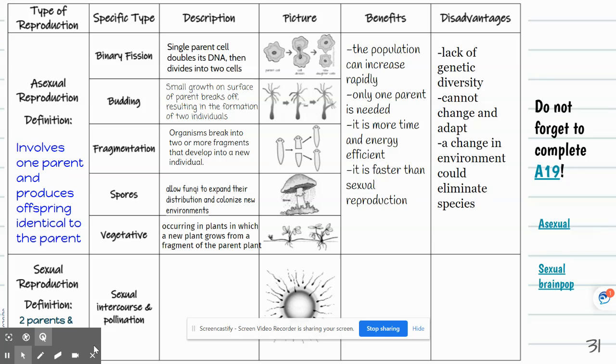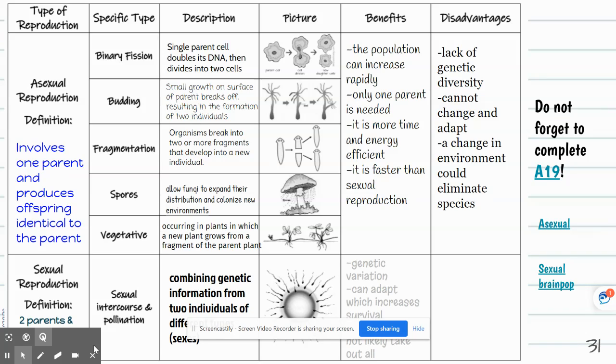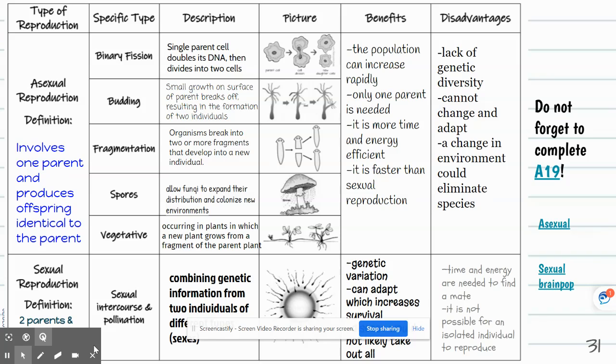Again, 2 parents involved in sexual reproduction. It's the combining of information from 2 individuals of different sexes or genders. Benefits: genetic variation can adapt, which increases survival, and a disease isn't likely to take out all of a species. Disadvantages: time and energy are needed to find a mate, and it's not possible for an isolated individual to reproduce.